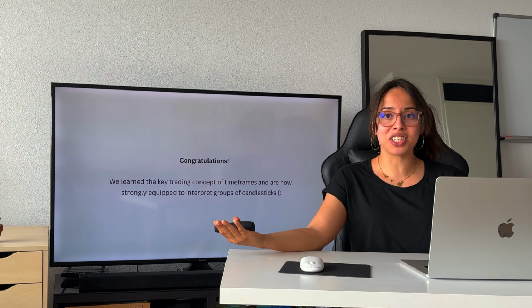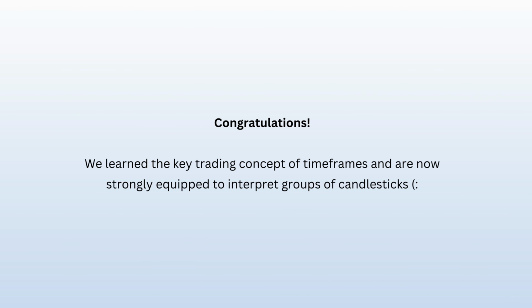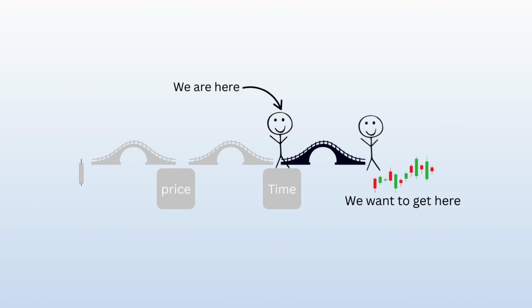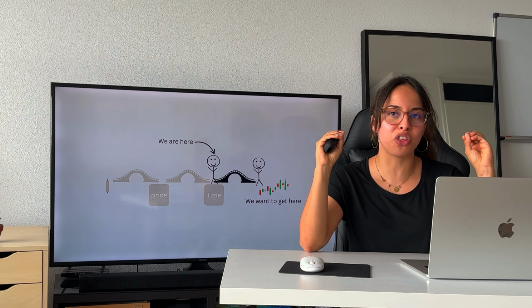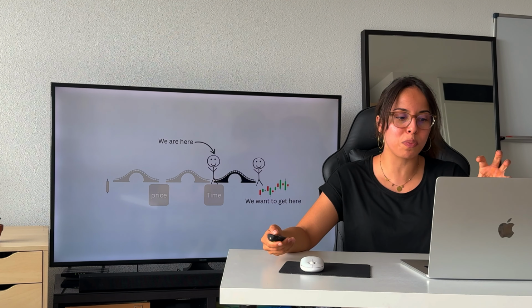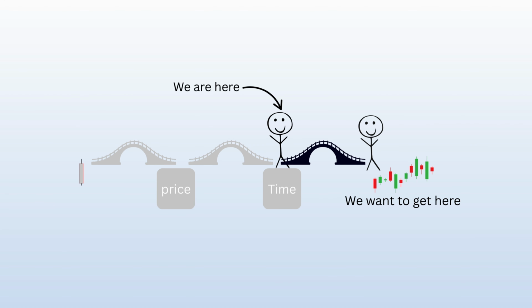So congratulations, because we learned a key trading concept, which is that of time frames. And we are now finally strongly equipped to interpret groups of candlesticks. Zooming out again, taking a look at our journey, we are here right now. We crossed the first bridge, the second bridge, we understand price and time, and now finally we can cross the third bridge to be able to interpret groups of candlesticks, which is exactly where we want to get. And this brings us to the next session.